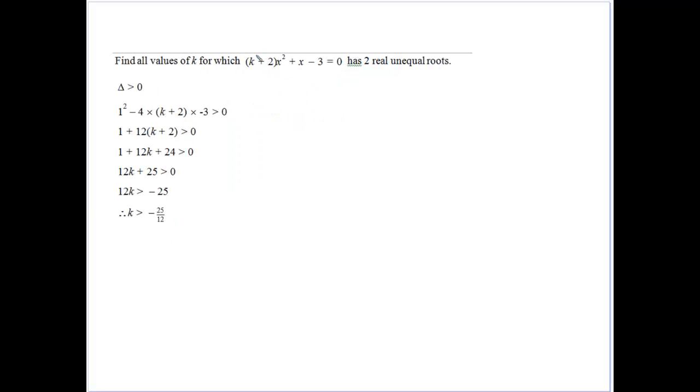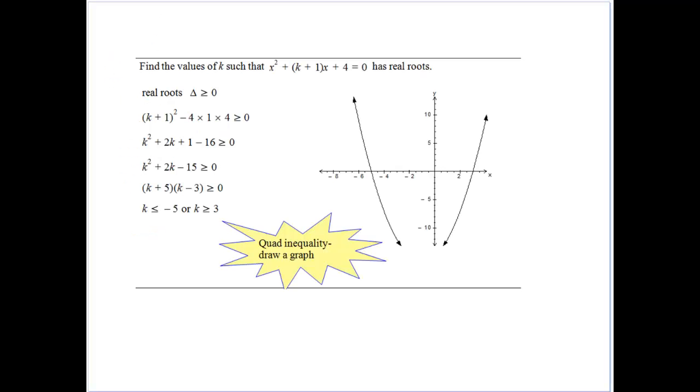This time we've got k plus 2 there, and it has 2 real unequal roots. What does that mean? That means our discriminant is greater than 0. So we get our discriminant, b squared minus 4ac, put it greater than 0, and solve the inequality. It's not a hard inequality to solve, and we get k greater than minus 25 on 12.